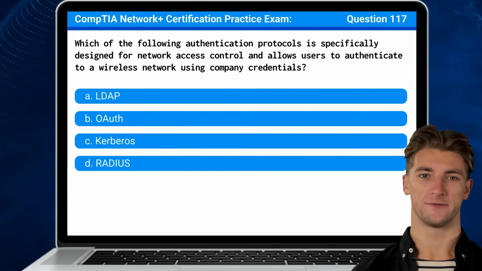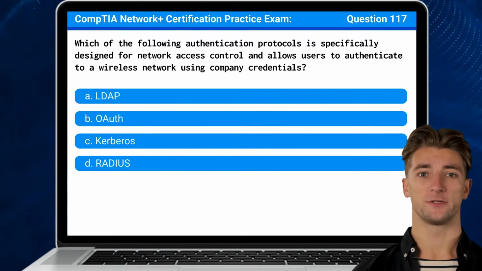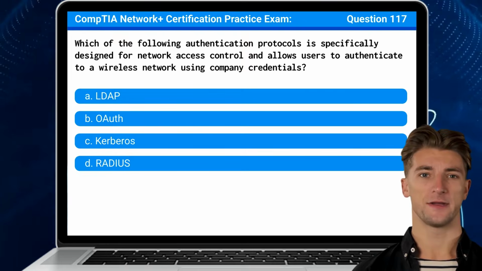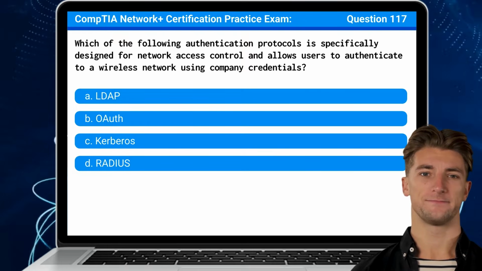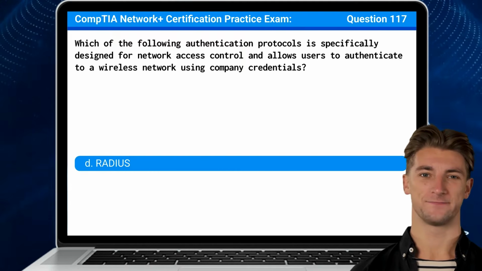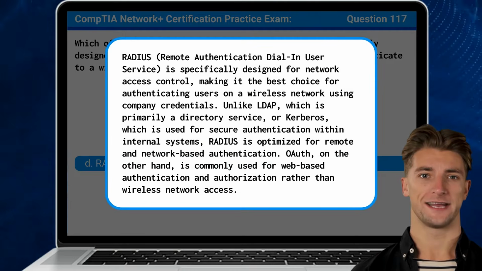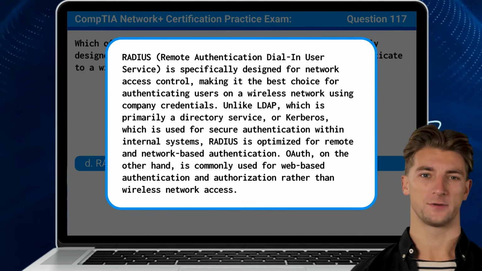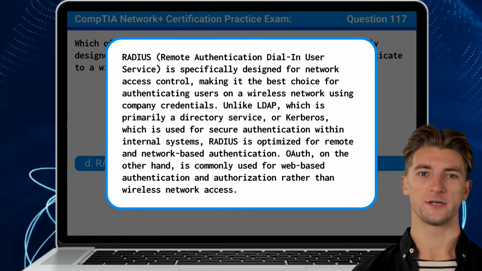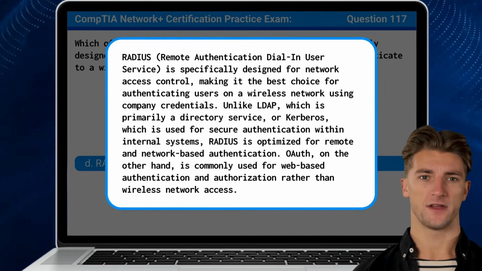Question 117. Which of the following authentication protocols is specifically designed for network access control and allows users to authenticate to a wireless network using company credentials? The answer is D. Radius. Radius, or Remote Authentication Dial-in User Service, is specifically designed for network access control, making it the best choice for authenticating users on a wireless network using company credentials. Unlike LDAP, which is primarily a directory service, or Kerberos, which is used for security, OAuth, on the other hand, is commonly used for web-based authentication and authorization rather than wireless network access.